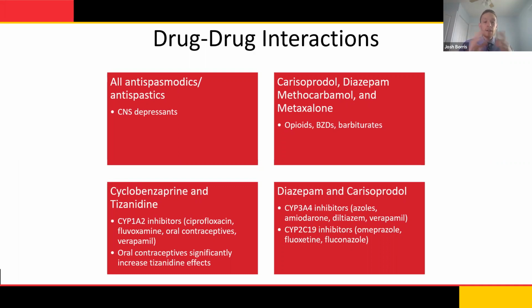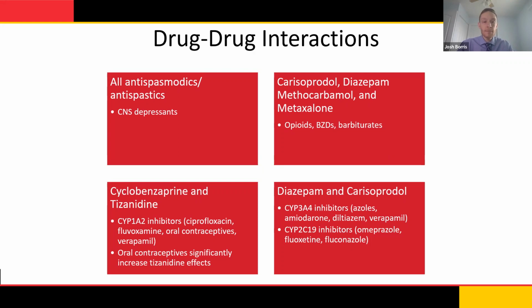So when we're giving these, especially as part of a multimodal analgesic plan, we need to monitor our patient's respiratory status and be aware that we need to keep them well ventilated so they can still breathe properly. For cyclobenzaprine and tizanidine, CYP1A2 inhibitors, so ciprofloxacin, oral contraceptives, and verapamil, will interact because they all increase the serum concentration of cyclobenzaprine and tizanidine. And specifically with tizanidine, oral contraceptives can significantly increase tizanidine effects, and this seems to be independent of the 1A2 inhibition that oral contraceptives also do.